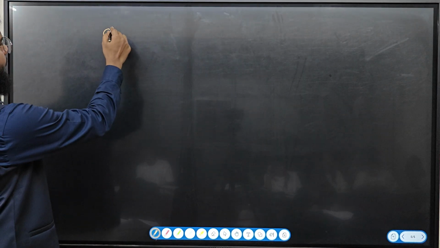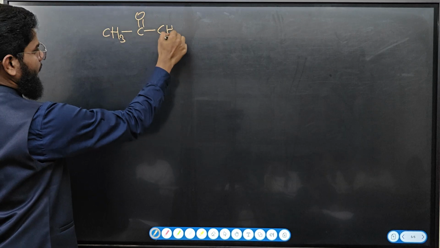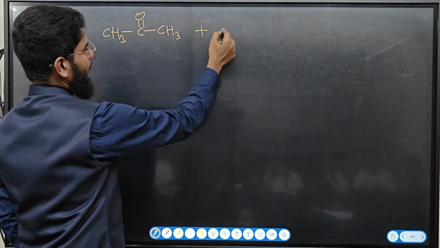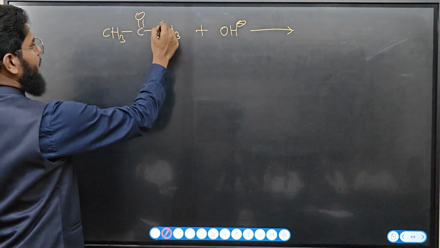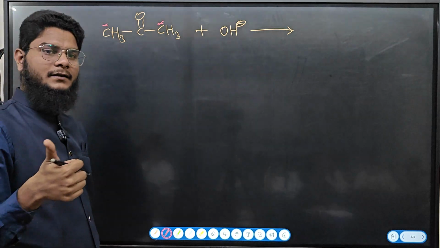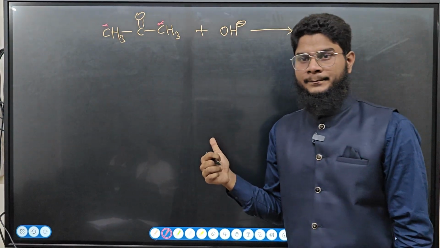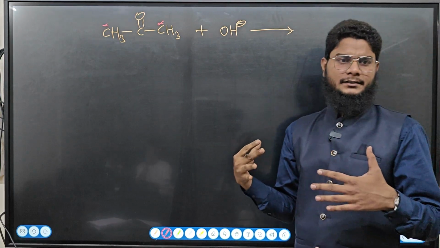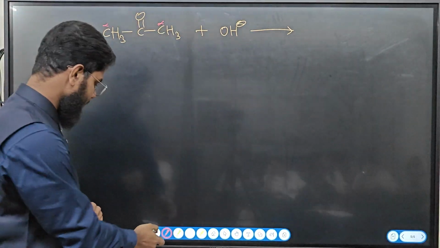You have acetone, right? This is your acetone and base is there. Alpha, alpha, both sides you have alpha hydrogen. You can consider any one, there is no confusion in this case. Later, if both side alpha hydrogens are there, then there are some factors which one we should choose, that we will discuss later.